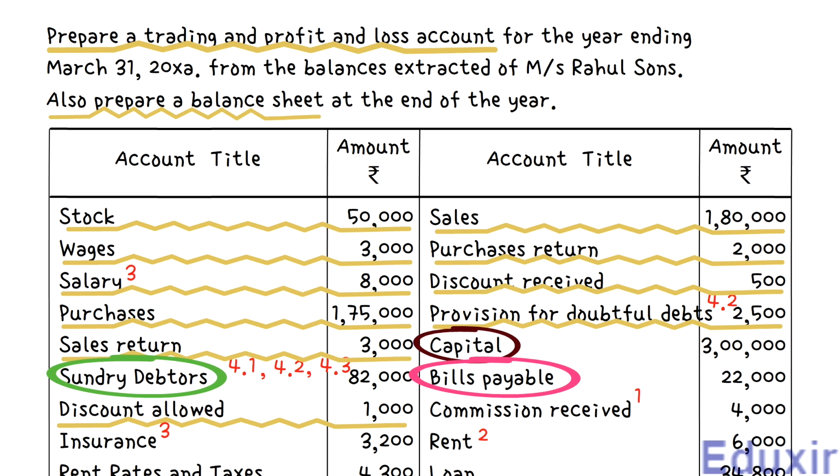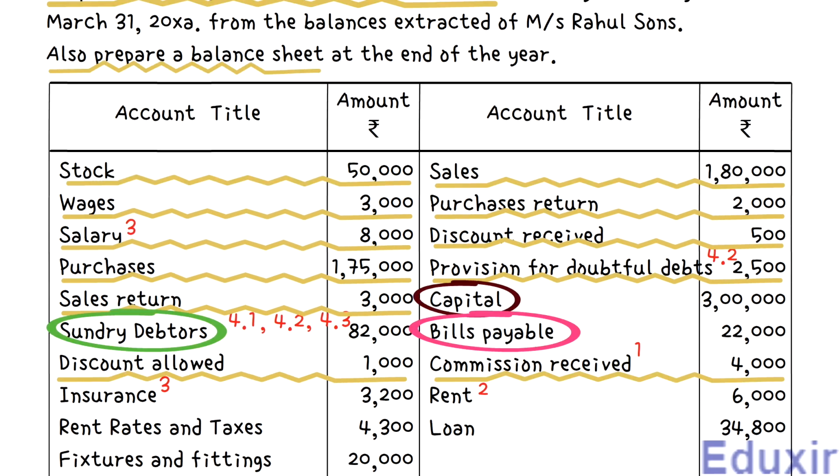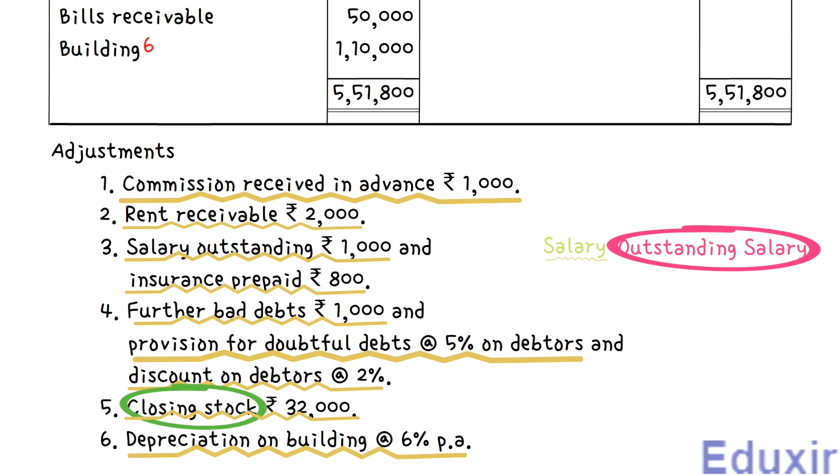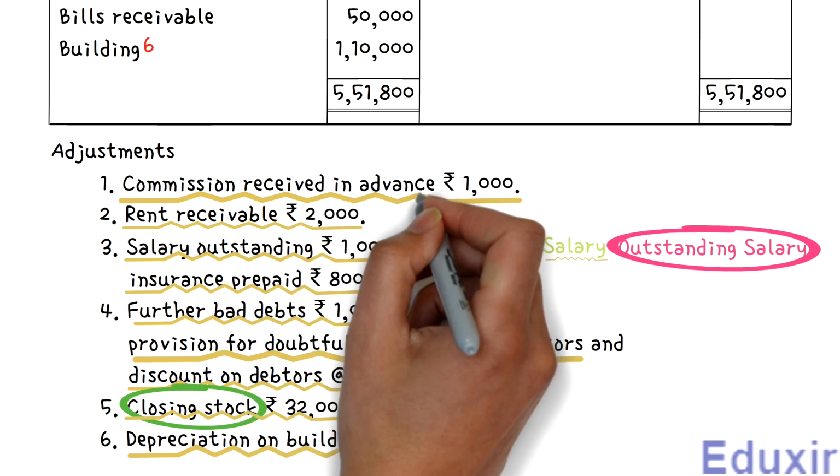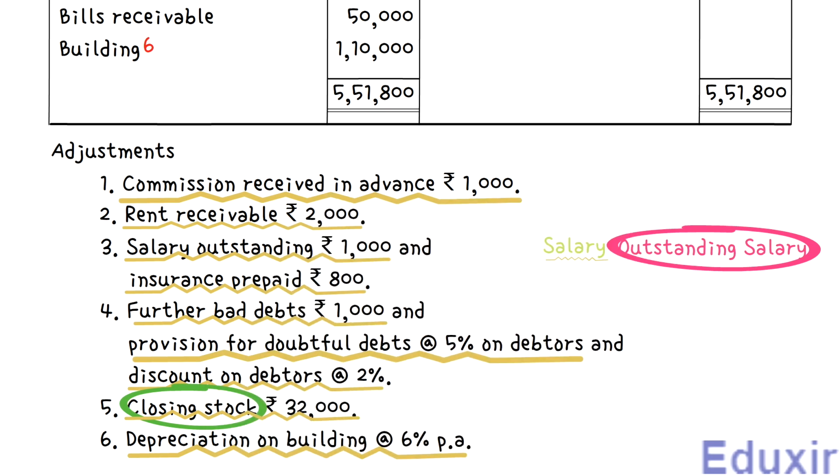The next entry in the trial balance is commission received, which is equal to 4,000 rupees. As you can see, we have marked that this commission received requires some adjustment. So let's see what it is. The adjustment is that the commission received in advance is 1,000 rupees. As we know, the commission received in advance is for the next accounting period. So we should reduce this accounting period's commission received by 1,000 rupees.